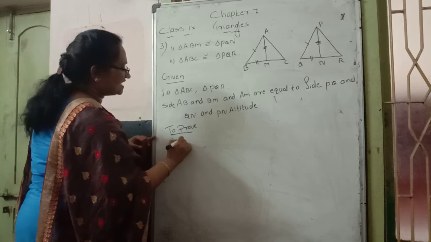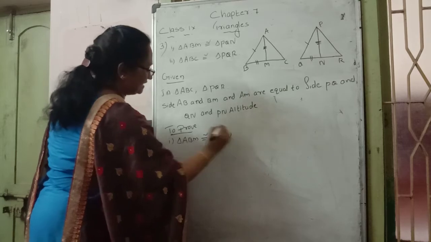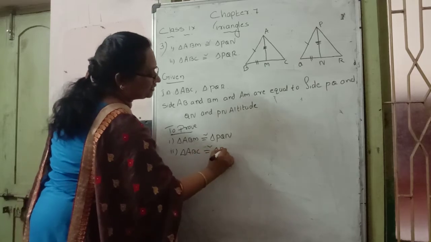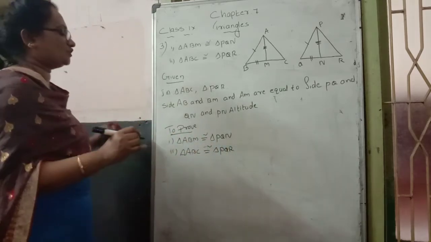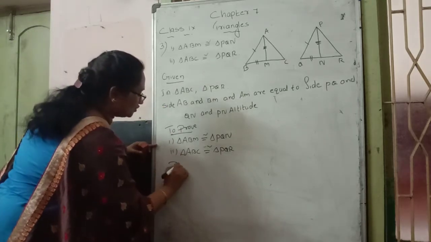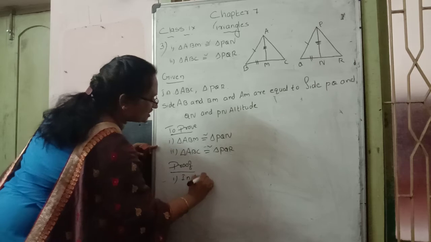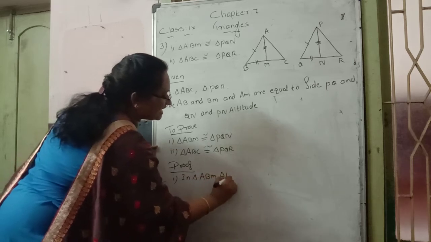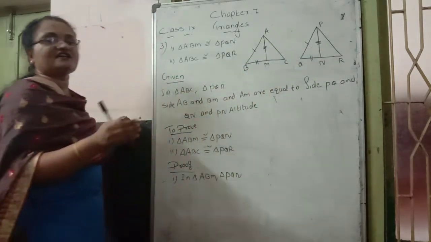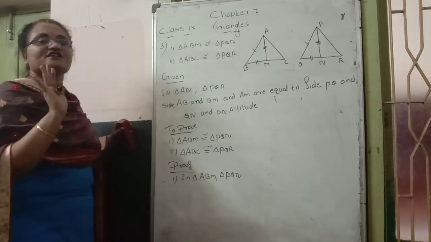What are the two cases? Triangle ABM is congruent to triangle PQN. Next, second case, we want to prove triangle ABC is congruent to triangle PQR. First, we start with what they ask to prove. For the proof, no construction is needed. So directly, in the first case, we consider the two small triangles ABM and PQN, apply the three conditions, and see which property they satisfy, to prove them congruent.